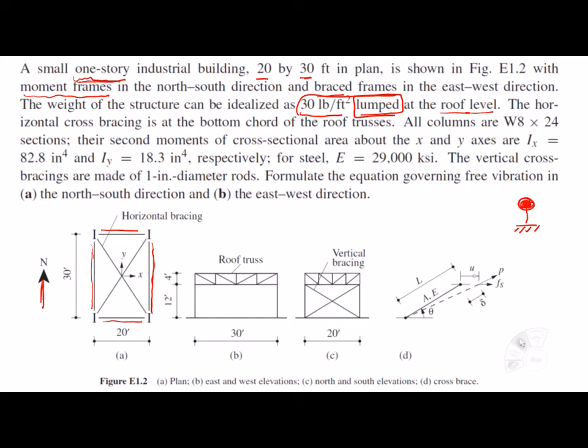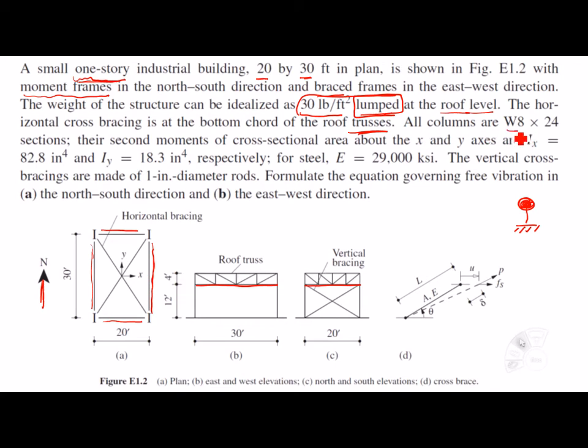So we have the horizontal cross bracing. We have cross bracing here and here, which is going to resist any lateral force in the plan of the roof here. The horizontal cross bracing is at the bottom chord of the roof trusses, as I indicated here with the red lines.